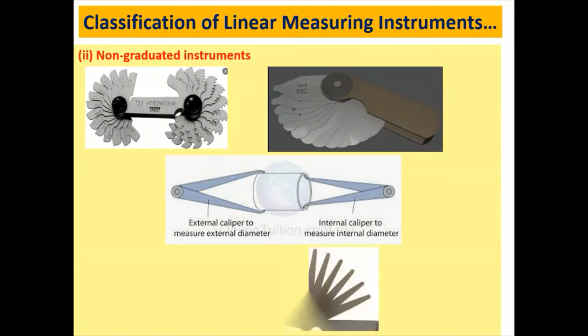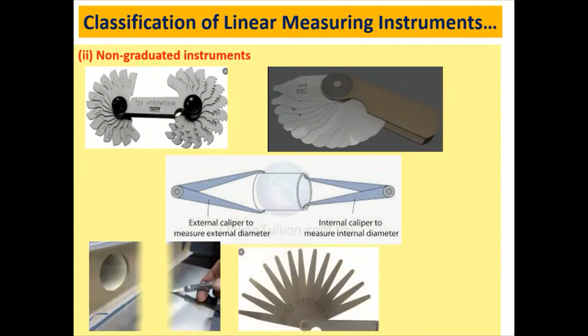I'll show you that. This is a feeler gauge. If you see in this diagram, this is a straight edge and this is a surface plate. Here we are just checking whether there is a gap between these two, or whether it is perfectly flat or not. No graduations means no lines or no scale is provided.